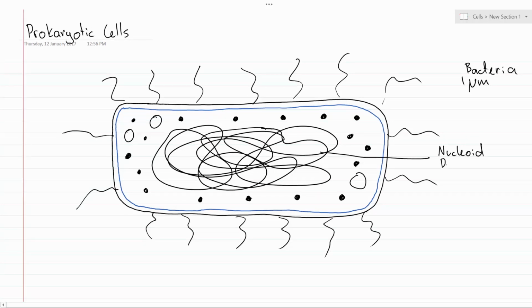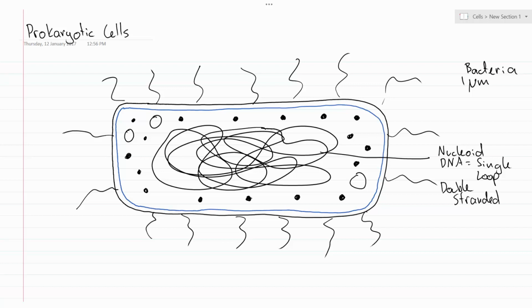And the DNA is a single loop and it is still double stranded. What you see here is in the middle, it looks like this kind of tangled mess, and that's how it exists within the cell, as almost this tangled up spaghetti. But if you were to unravel it, you would see that it is in fact a single loop. It's just all jumbled up.